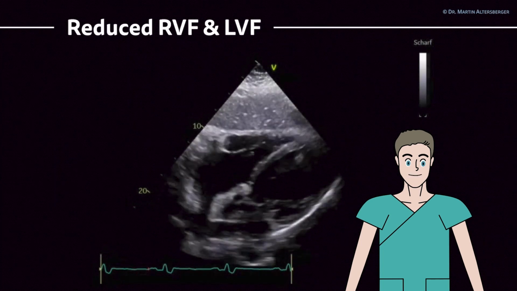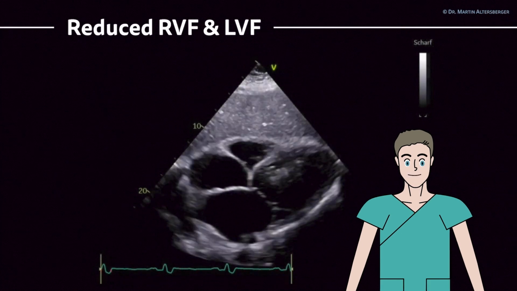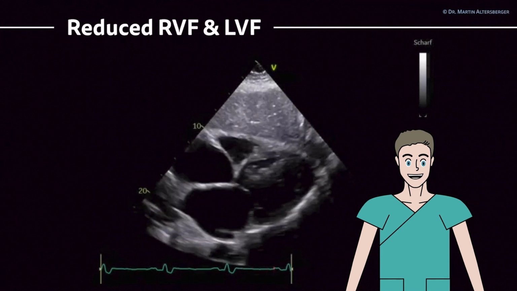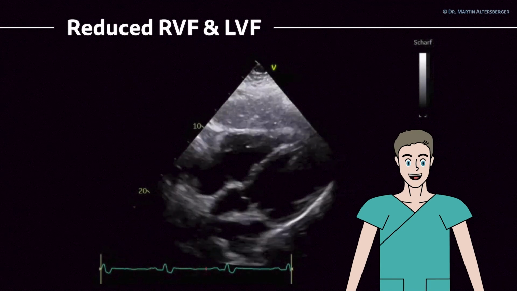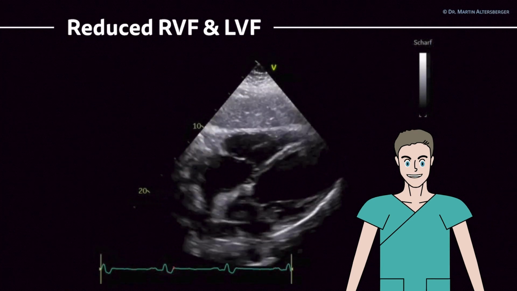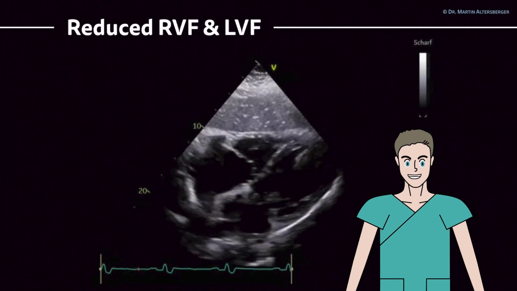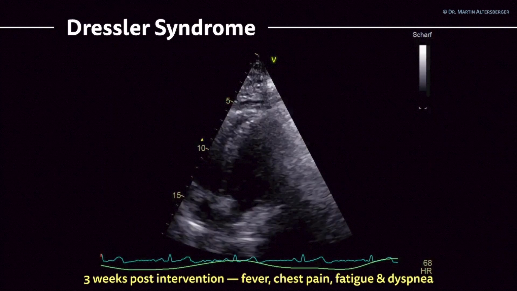You also see this bouncing motion of the septum, which also points towards elevated right ventricular filling pressures. So overall, only with this one view, you can get a lot of information about this patient who actually is not feeling that well and was decompensated.